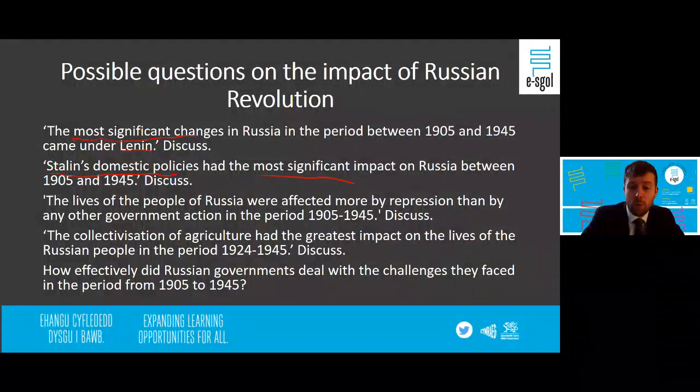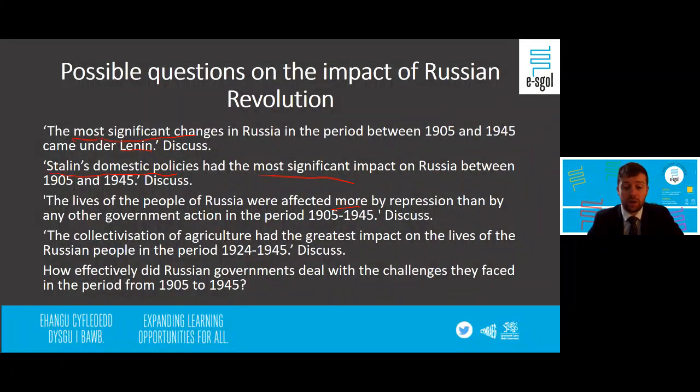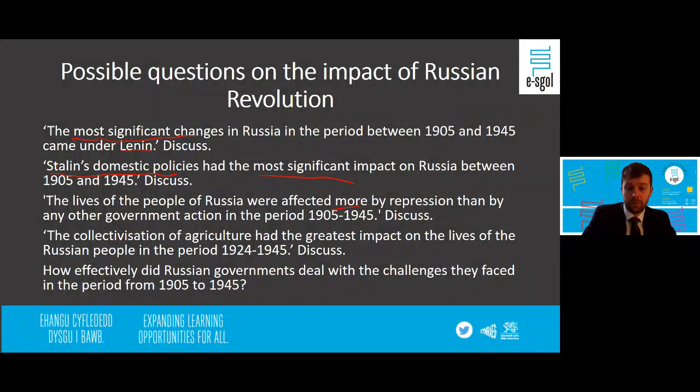The lives of people in Russia were affected more by repression than by any other government action in the period 1905 to 1945. This more word is what provokes that debate again. The collectivization of agriculture had the greatest impact on the lives of Russian people in the period 1924 to 1945. These two questions are really similar. You could almost replace that word collectivization of agriculture with repression, and you could almost write the same thing. And how effectively did Russian governments deal with the challenges they faced in the period 1905 to 1945? Looking at the whole of that time period there, isn't it?